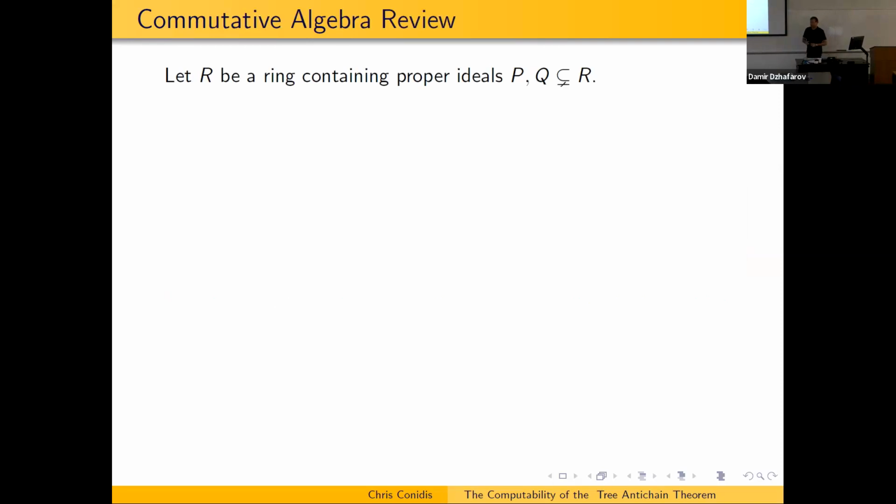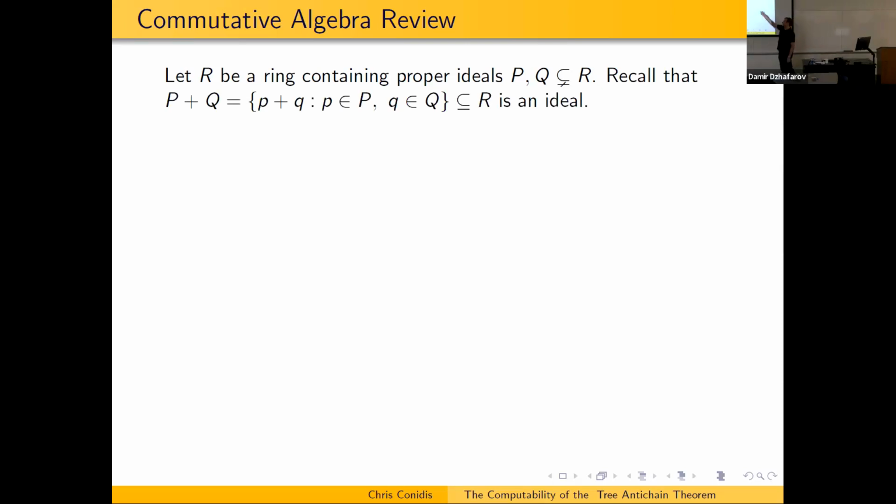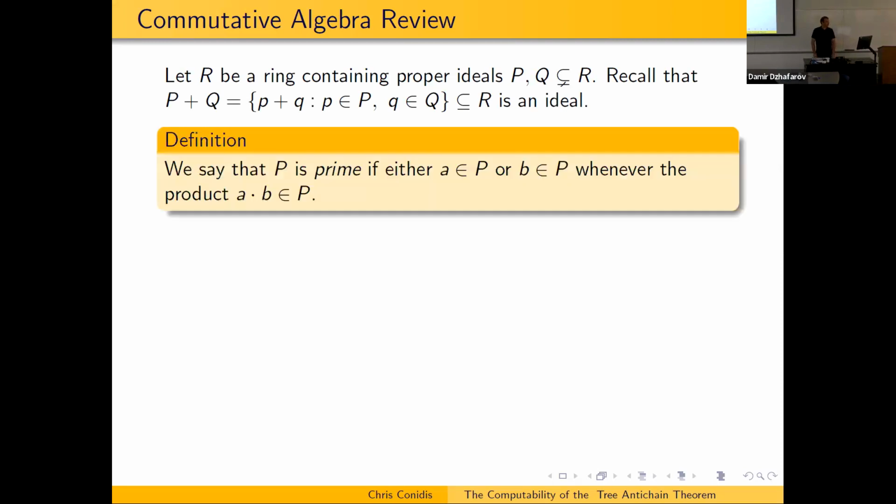So for a little bit of commutative algebra refresher, I want to consider R to be a ring containing a couple of ideals P and Q. Recall that the sum of two ideals is the sum of the elements of the corresponding ideals, and that turns out to always be an ideal. If you start with ideals, you can generate another ideal that way. Recall that an ideal is prime if whenever the product of two ring elements are in the ideal, one of those elements individually has to be in the ideal.